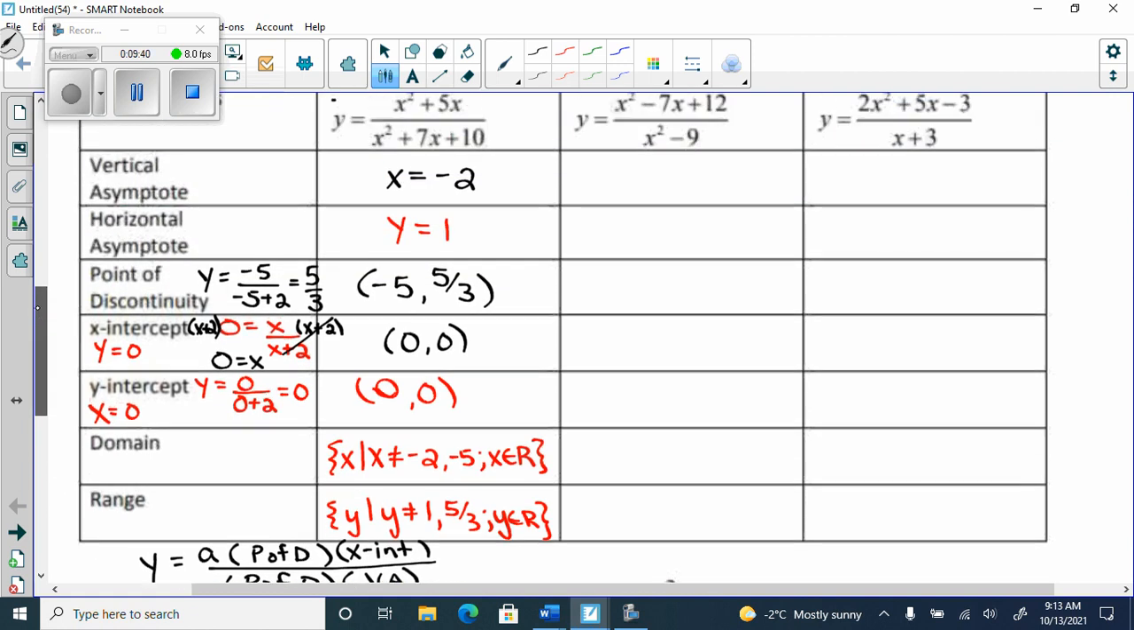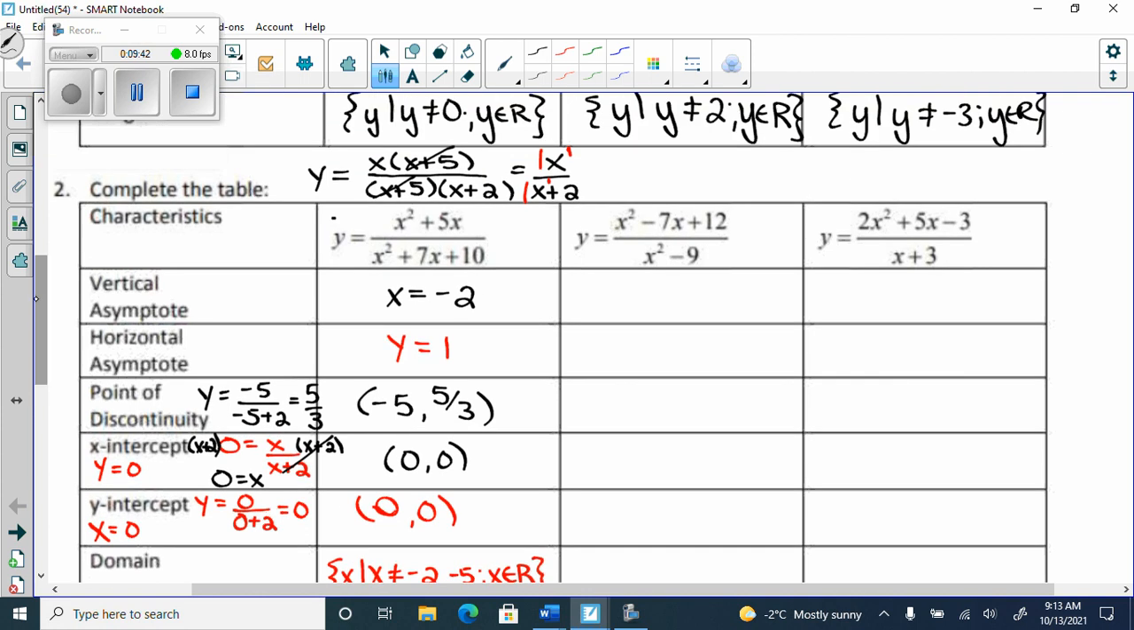So if we look at the second one, when we factor it, we get y equals (x minus 3)(x minus 4) over (x minus 3)(x plus 3). I wrote it backwards, and I'm not sure why. So those cancel off, and I know I have a point of discontinuity at 3 and something. How do I find that something? Well, I can plug it into the equation.